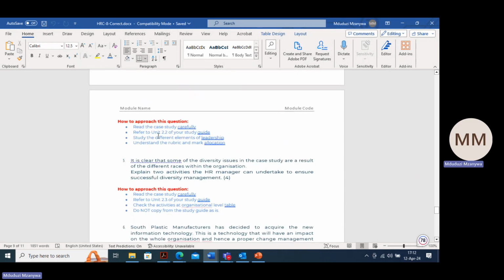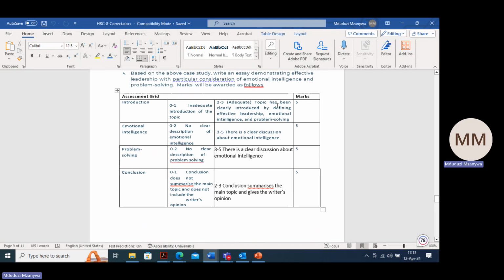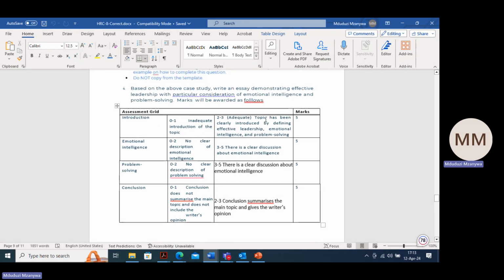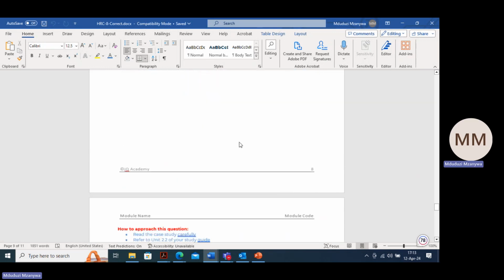So for you to be able to do that, read the case study, go to unit 2.2 of your study guide to find information on these. Study the different elements, which is what we've just spoken about now, the different elements of leadership that I mentioned, and then understand the rubric and mark allocation. So coming back here, if you don't say anything, you get minimum marks. If you say most of the things, you will get marks coming for you. So please make sure you attempt to answer that question.